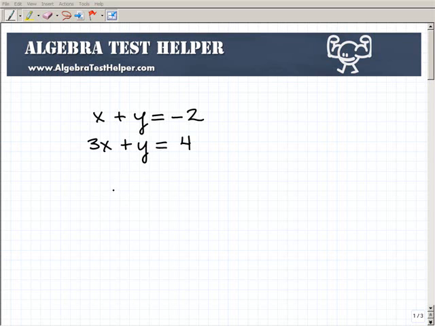But before we get started, a couple things. One, this is a pretty easy system to solve. So if you're studying systems, you might say, well, this is pretty easy. And it is. But I'm just going to be using this particular video, this example, just to kind of go through the steps, but I'll be doing a ton of other ones.